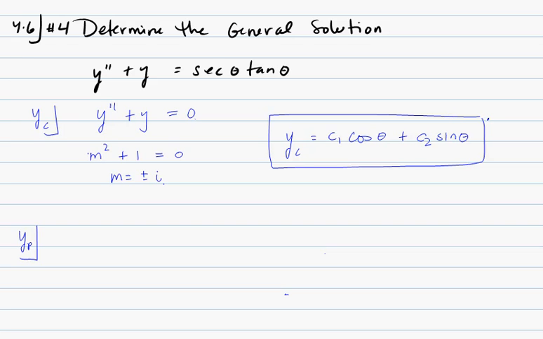So now let's get on to finding y_p, the particular solution to the problem, using the method in section 4.6. So we know we need 3 determinants, so let's start there.